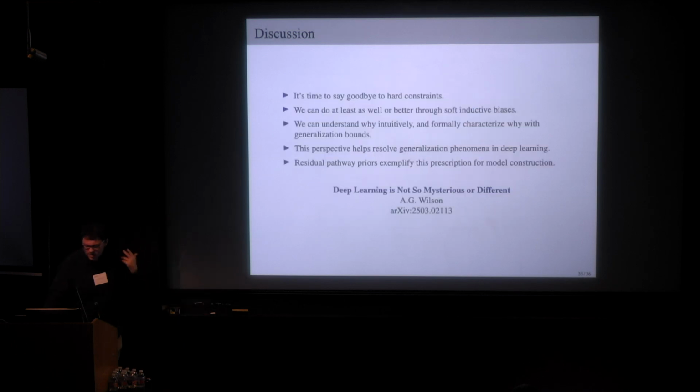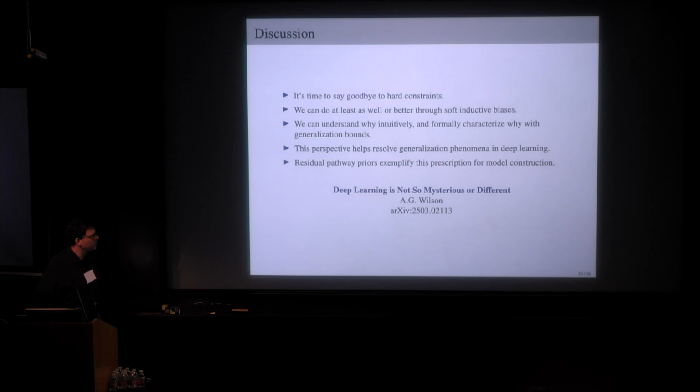All right, so in short, time to say goodbye to hard constraints, but not goodbye to all of the great work that's been done on understanding how we can encode certain hard constraints in our models. We can just relax them into broader, softer inductive biases. This perspective really helps us understand, both intuitively and formally, a number of generalization phenomena in deep learning and beyond.